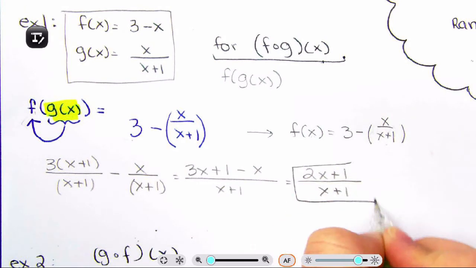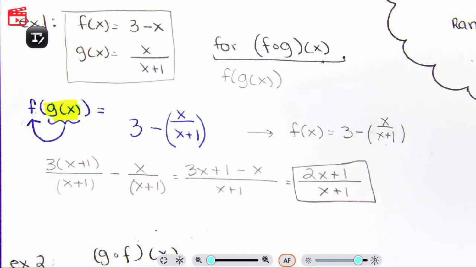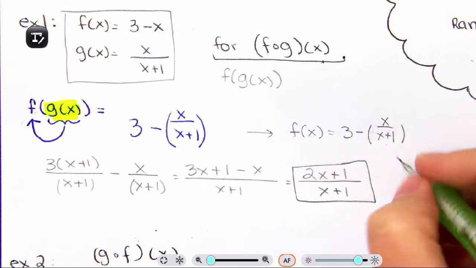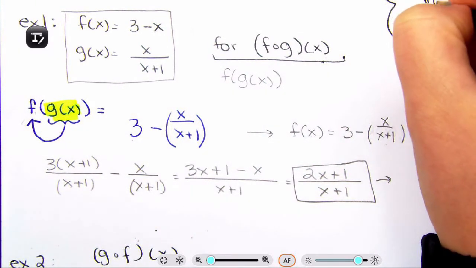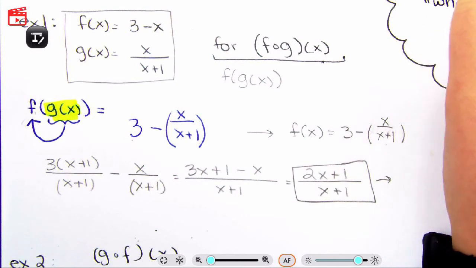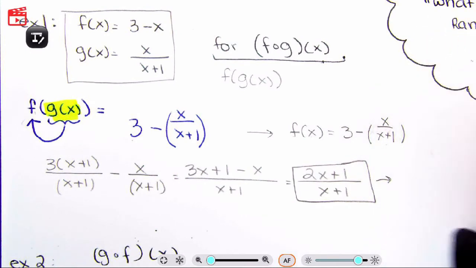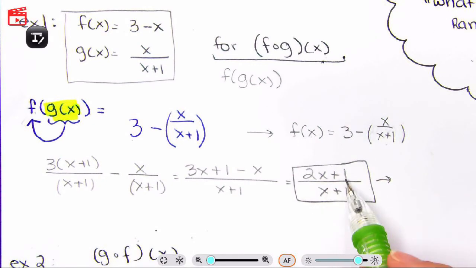Now it's also asking us what is your domain, and domain is all of our possible x values. So what can x be? When you're solving for domain and range, you're going to ask yourselves, what can it be? So what can x be? Well, can x be 5? Sure. Can x be 1? Sure. What can x not be?